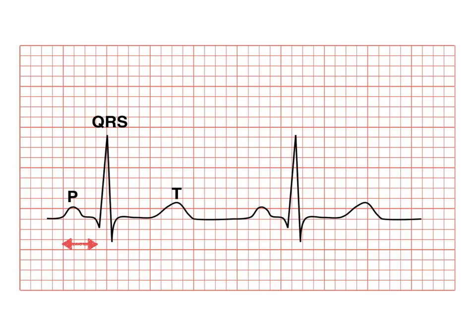If it was greater than 5 boxes or greater than 200 milliseconds, then it would be prolonged and we would have to think about an AV block. So again, this is normal. So we're going to start with the first degree AV block.